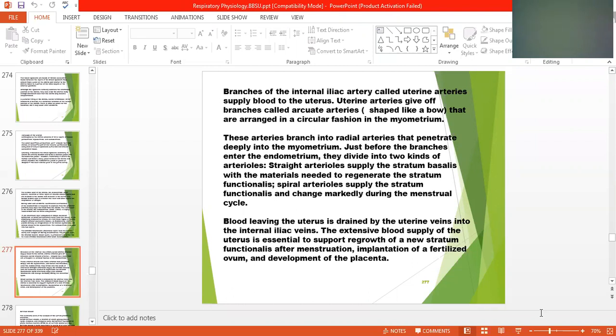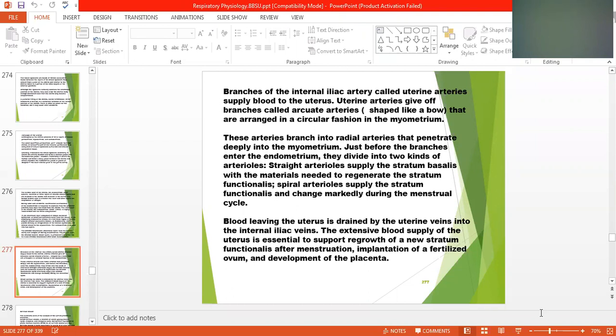Today we are going to discuss the blood supply of the female genital organ, that is the uterus. Branches of the internal iliac artery called the uterine arteries supply blood to the uterus.